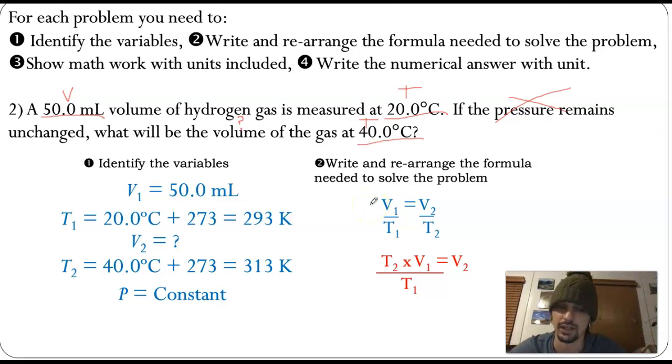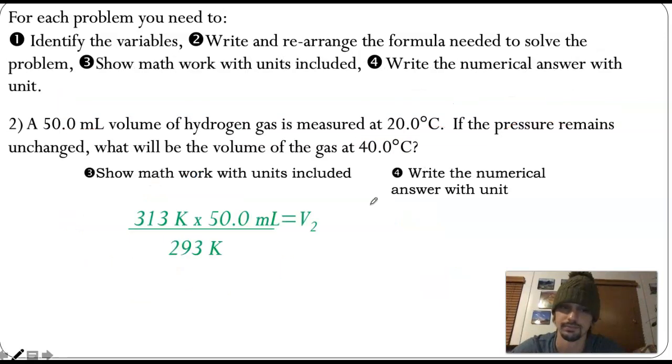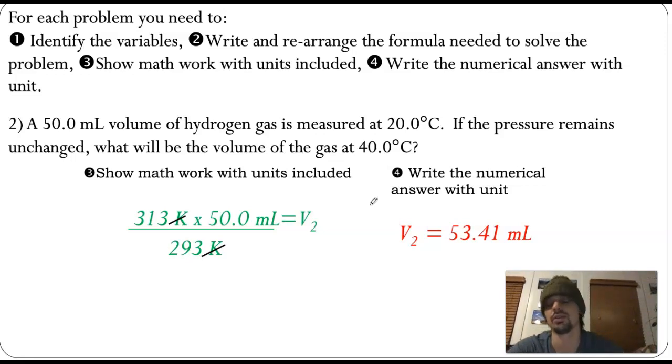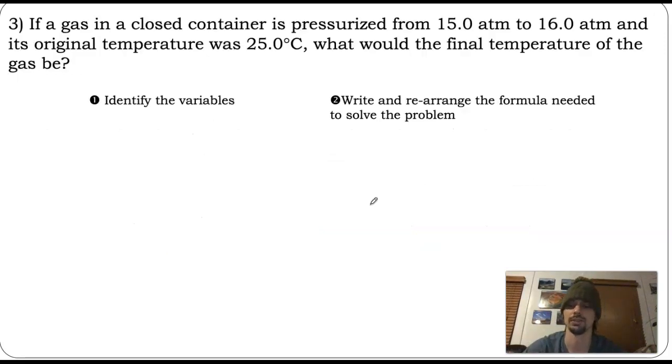Now I plug everything in and solve. There's my cancel my units of kelvins, and my new answer, my new volume, is 53.41 milliliters. Sorry, I didn't follow sig fig rules here, but the correct answer with sig figs would be 53.4 milliliters. Make sure your answer has a unit. Make sure you've shown your work. That's number 2. One more example, number 3, and then I'm going to assign a few problems.